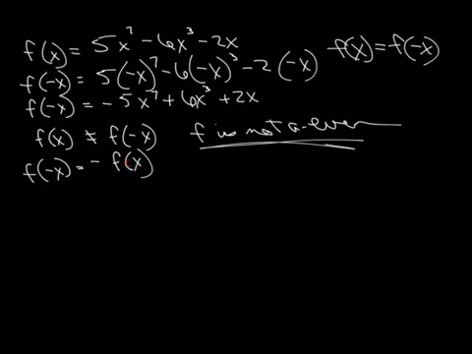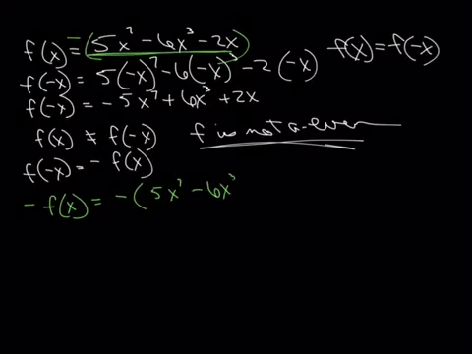Okay, so let's find out what this is. So we're going to write negative f of x. What is that? Basically, it's f of x with a parenthesis and a negative put out there. So let's go ahead and write that. Okay, so let's distribute this negative.